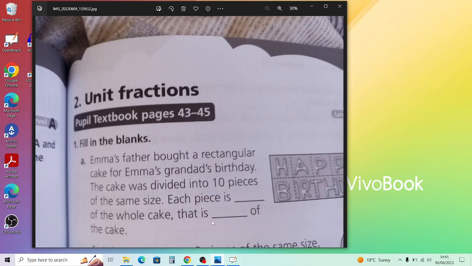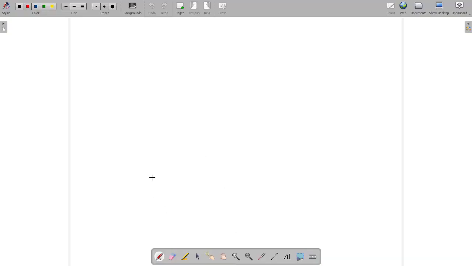So fill in the blanks. Emma's father bought a rectangular cake divided into 10 pieces. Each piece is how much of the whole? So each piece is a part of the whole cake, and that is how much of the whole. If you split something into parts, they have to be all equal parts, all the same size for this to work.